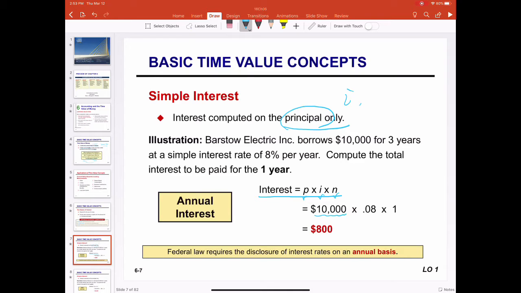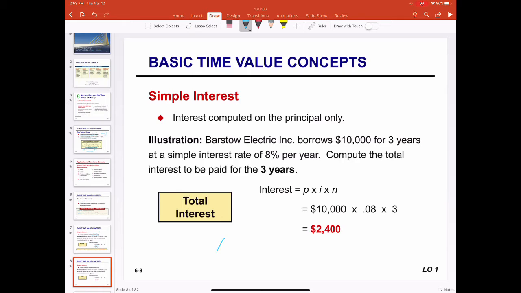In the first period, the interest is 800. And in year 2, you can also calculate it, right? So it is 10,000 multiplied by the interest rate and 1. So the second year interest is 800. Year 3 is also 800. Why are they the same? Because the principal is the same, the interest per period is the same, and the time interval is all the same. For the 3 periods or 3 years, the interest is just the sum of them, 2,400.